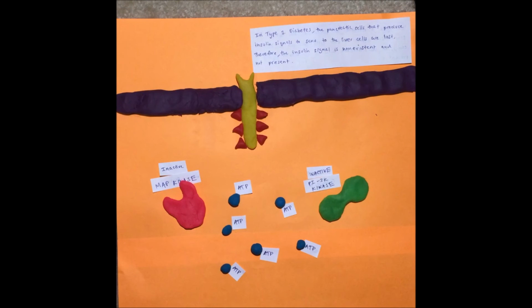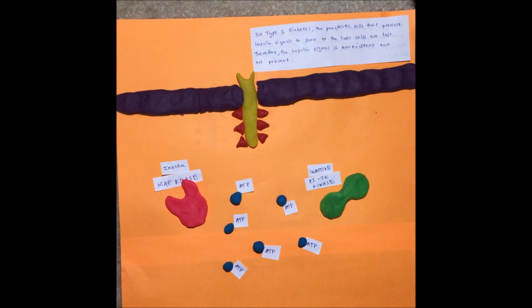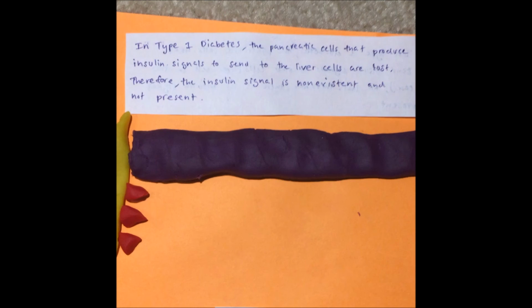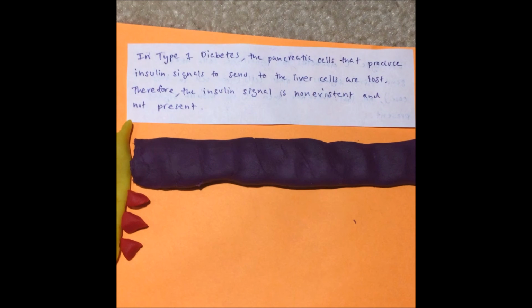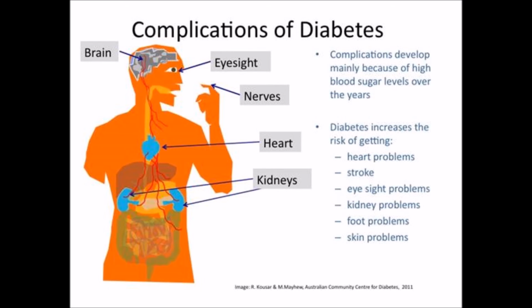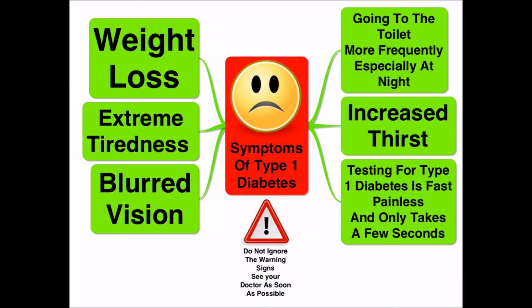In type 1 diabetes, the pancreatic cells that produce insulin signals are lost. Therefore, the insulin signals are also lost. As a result, sugar accumulates to toxic levels in the blood. Without treatment, diabetes can lead to kidney failure, blindness, and heart disease later in life. Some other symptoms are weight loss, extreme tiredness, blurred vision, increased thirst, and many more.